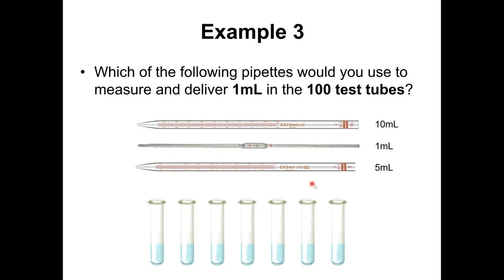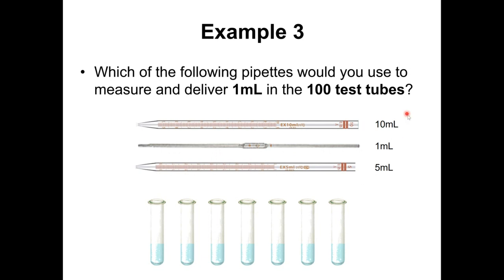It would take a long time if you have to do it 100 times. So in this case, now imagine you have a 5 milliliter serological pipette, I believe. I see the markings well. Yeah, this is a serological, and this is a serological as well. I see a 9 there. So this is a serological. So you have a 5 milliliter serological pipette and a 10 milliliter serological pipette here. Which one would give you a good trade between speed and accuracy?